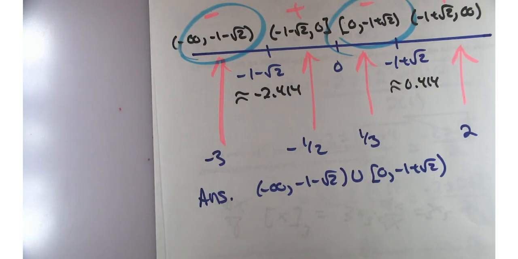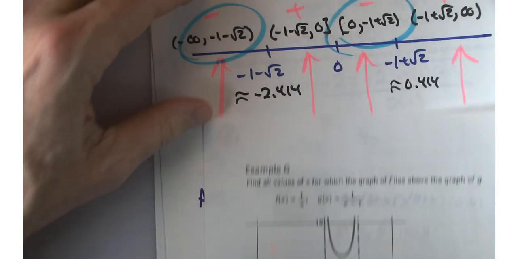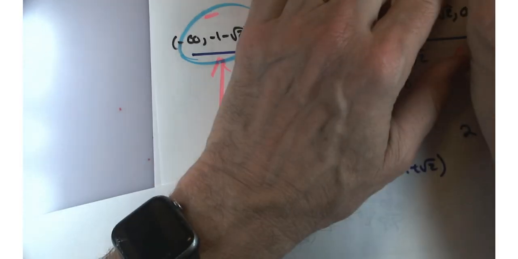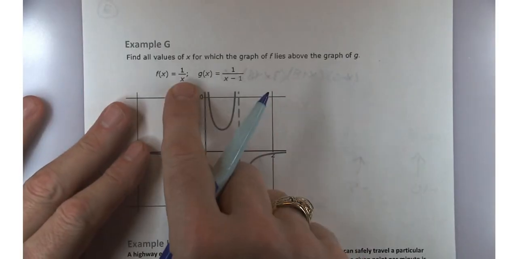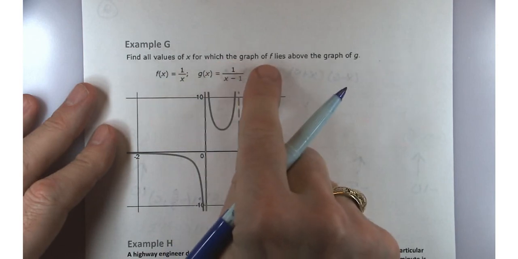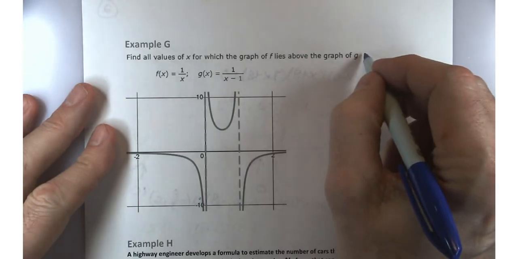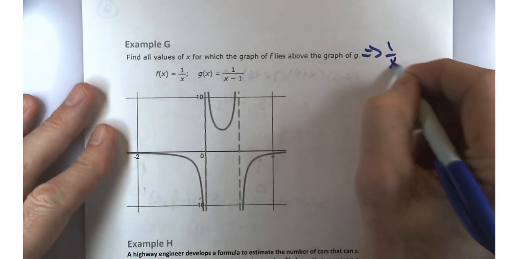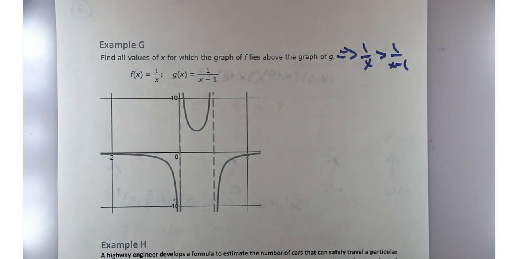We've got 2 more. I'm actually just going to hint at what we're going to do with example G, and then we'll work on example H together, because that's going to require some numerical work with your graphing calculator. So for example G, they want to know where the graph of F lies above the graph of G. That's equivalently, that means where 1 over x is greater than 1 over x minus 1. So that's the way to start on this one.